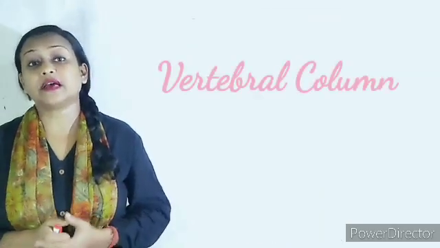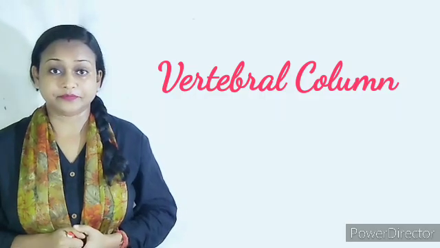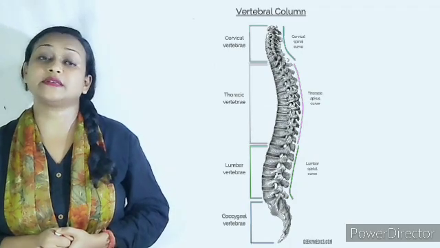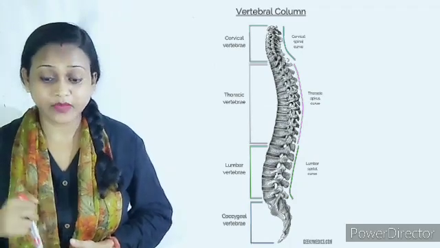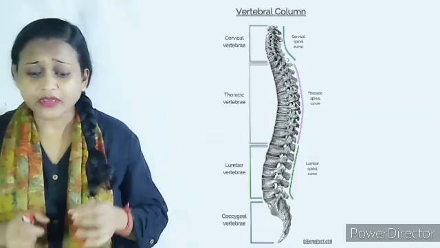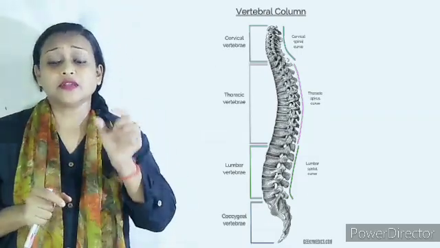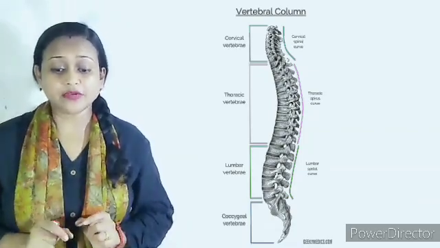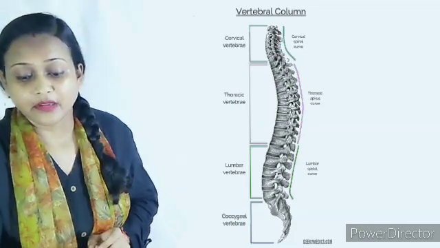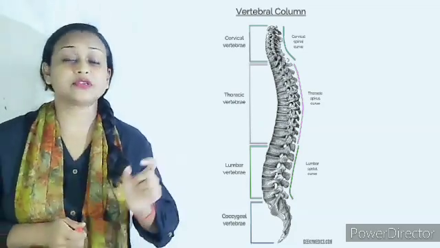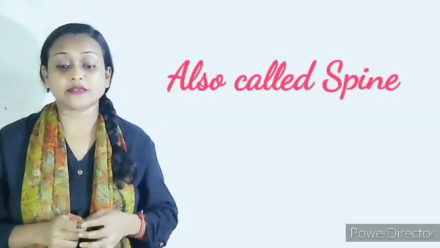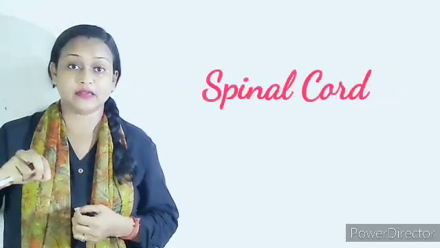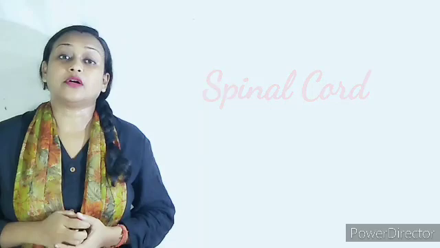Now moving from the skull, we will go to the vertebral column. The vertebral column is present in your back. It is made up of small flexible bones, a flexible column of bones, which is also known as the spine. A spine is a hollow tube through which the spinal cord runs, and it is part of your nervous system.